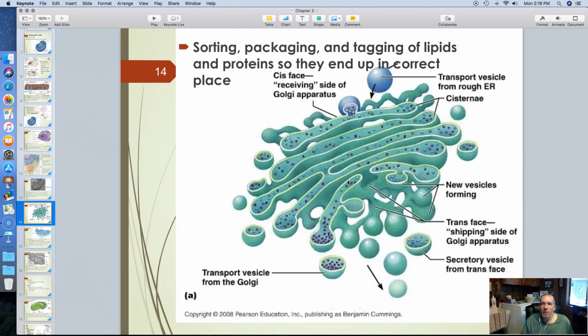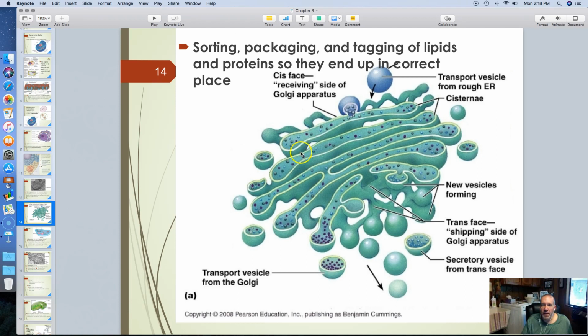So here's just more of a close-up of the Golgi apparatus to see what's happening. Again, a transport vesicle goes to the receiving side of the Golgi. It opens up, it releases the proteins, phospholipids in this case, from the rough ER. They go through this kind of maze-like process. Again, they get resorted, reorganized. They're given instructions on where they need to go.